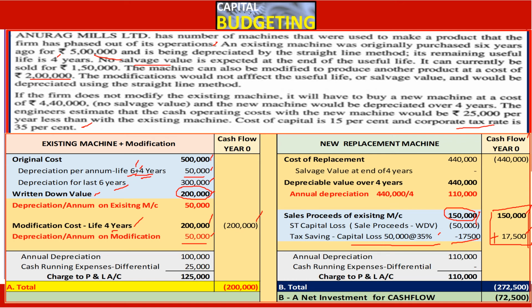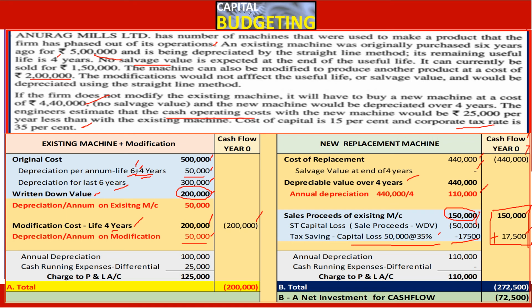Then if the firm does not modify the existing machine, it will have to buy a new machine at a cost of 4,40,000. No salvage value will be there. And the new machine would be depreciated over 4 years, means annual depreciation will be 1,10,000. The engineers estimate that the cash operating costs with the new machine would be 25,000.